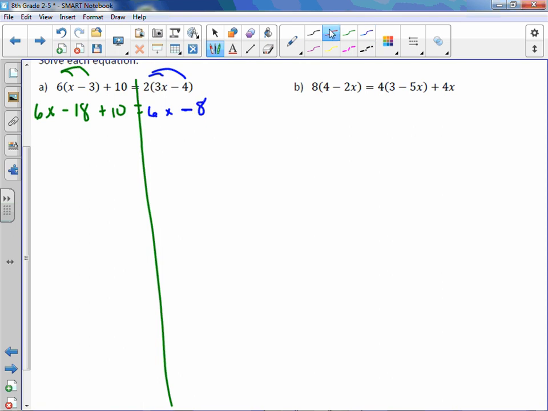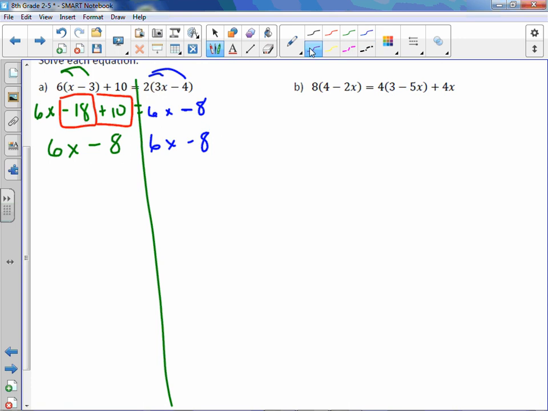On the left, I have more than two terms. I need to combine the like terms. Negative 18 and 10 are both constants. They don't have any variables. So negative 18 plus 10 is negative 8. And I'm going to bring down the 6x. On the right-hand side, there's nothing to do, so just bring down 6x minus 8.